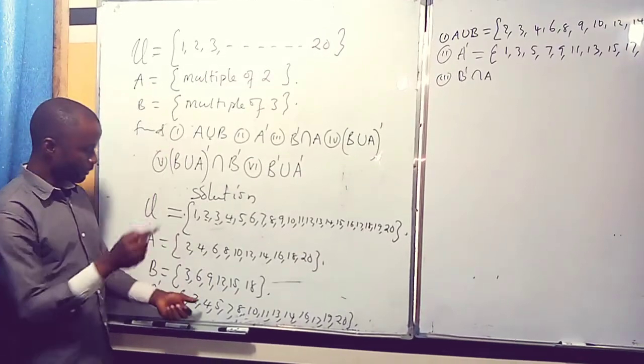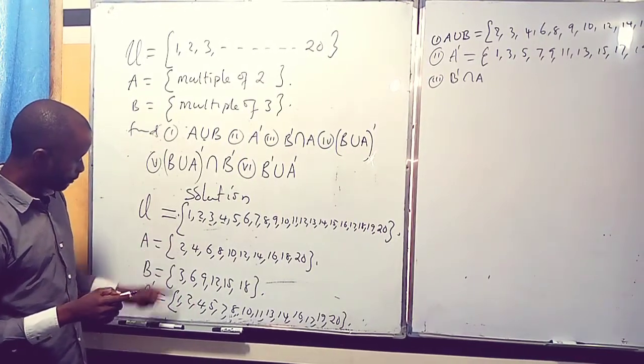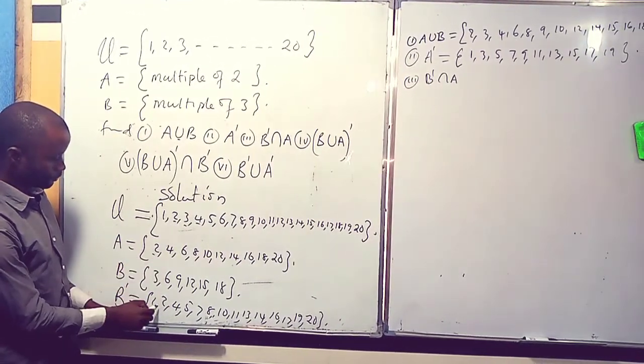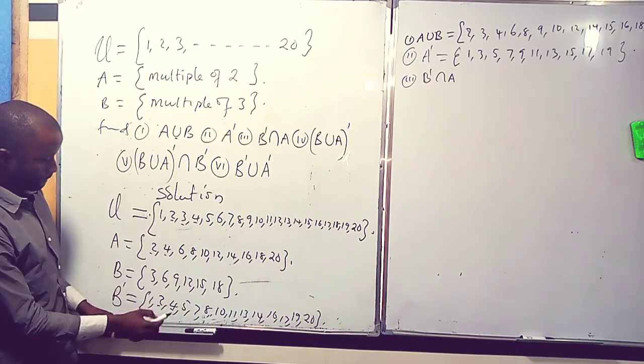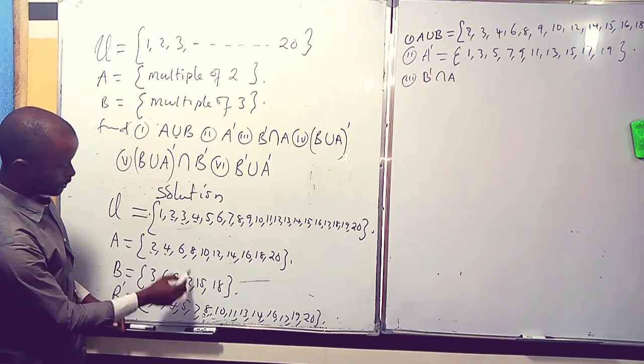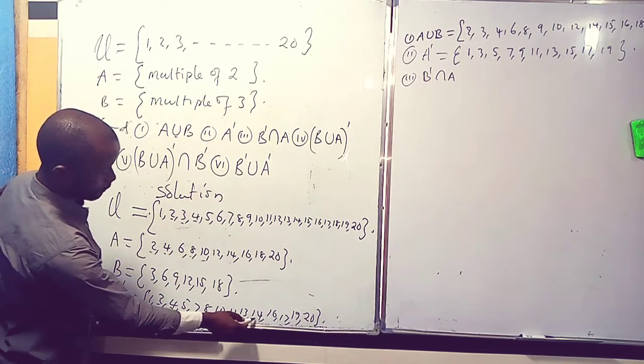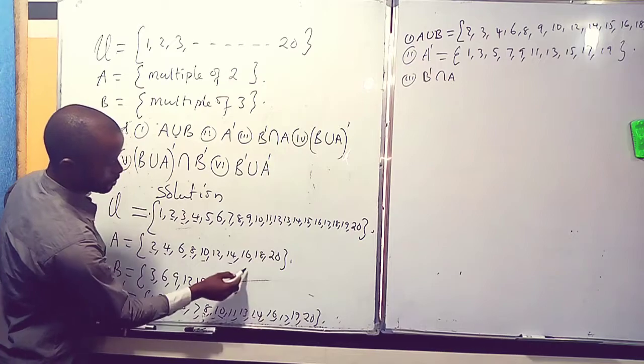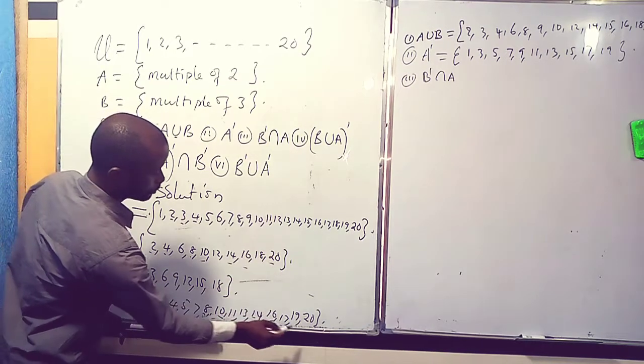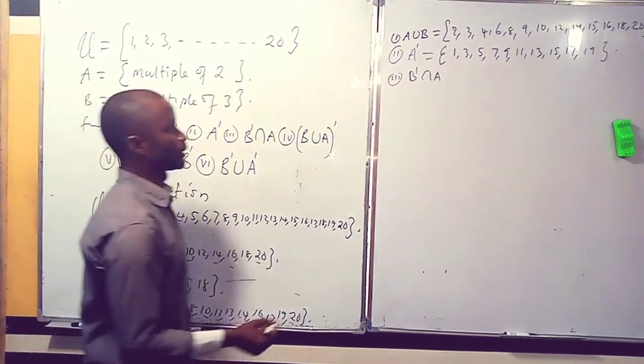And let's now take B prime intersection A. That's the next question. What are the common elements? We have 2. 4 is common. We have 8, we have 10, and then we have 14, 16, and 20.